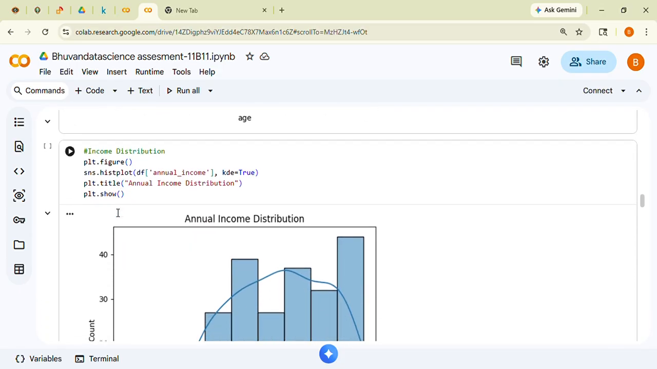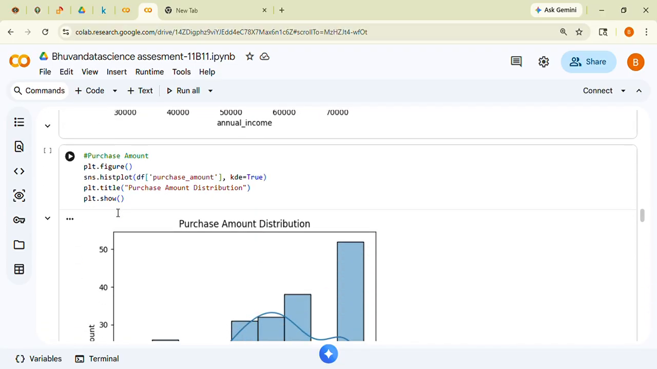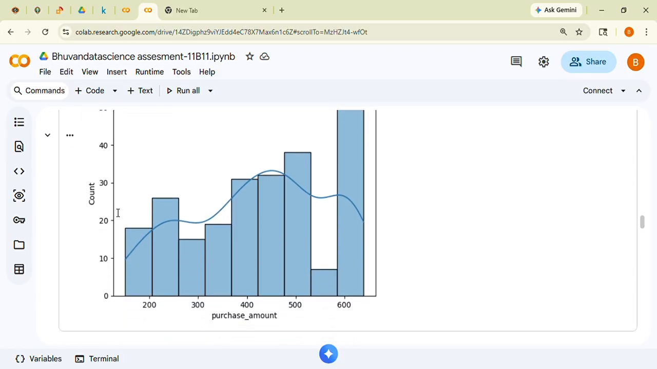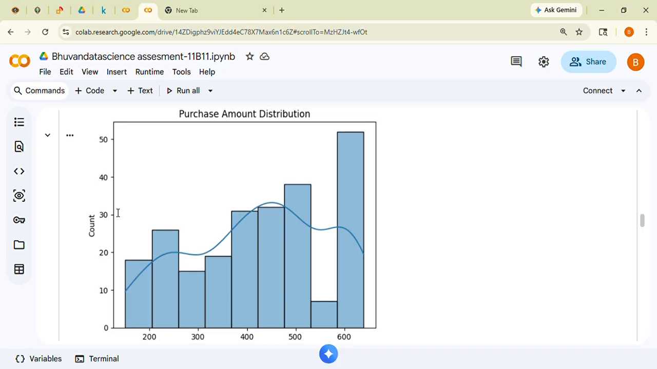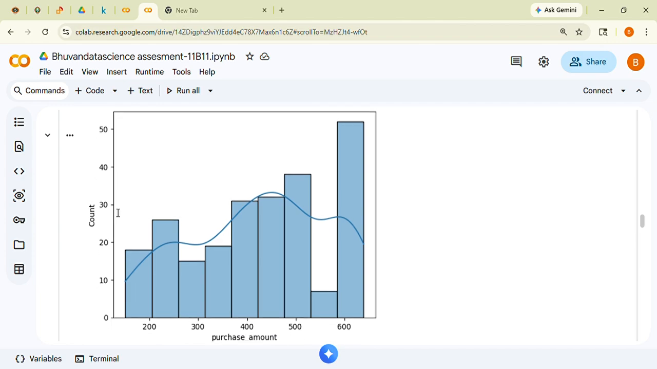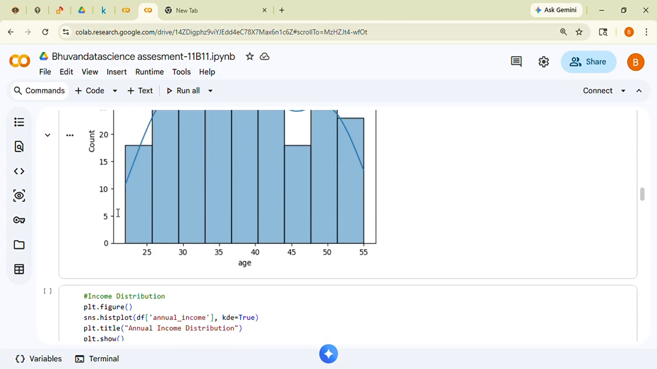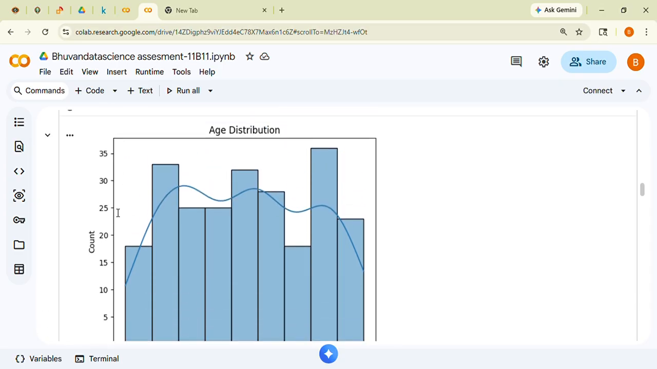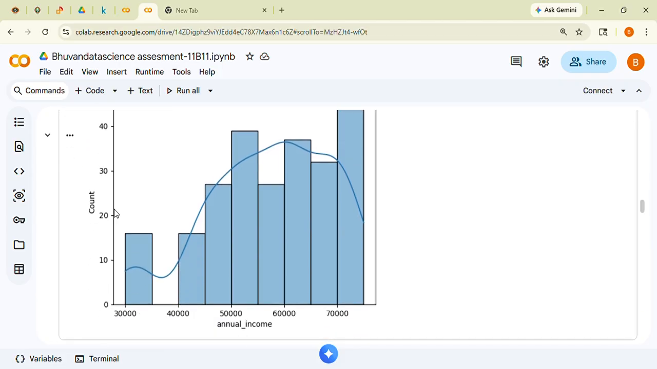And for income distribution also I have plotted the same graph. Here you can see that. And next for purchase amount I have plotted the same graph. Next, I analyzed relationship between the features as I told. For example, when I plotted the income versus purchase amount, I saw that higher income customers tend to spend more.